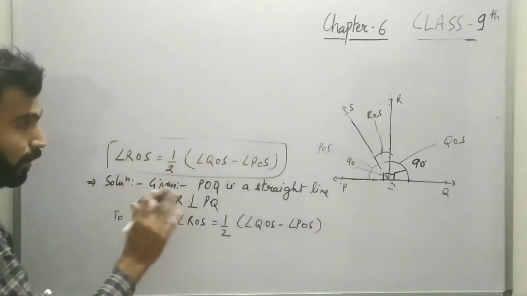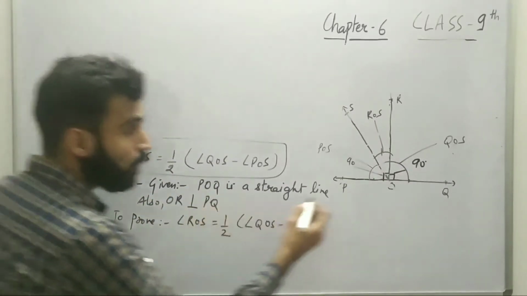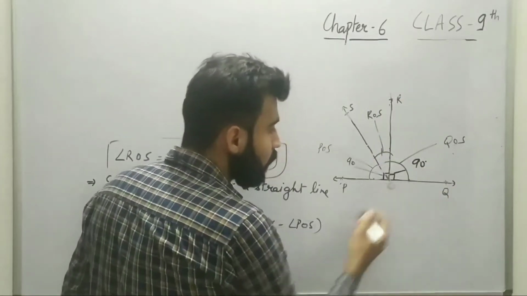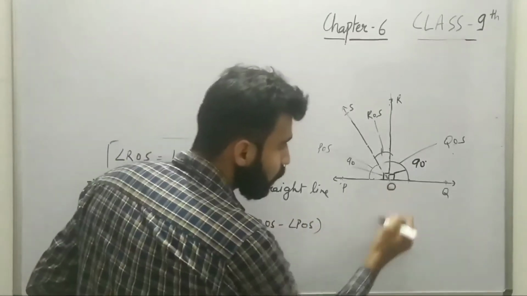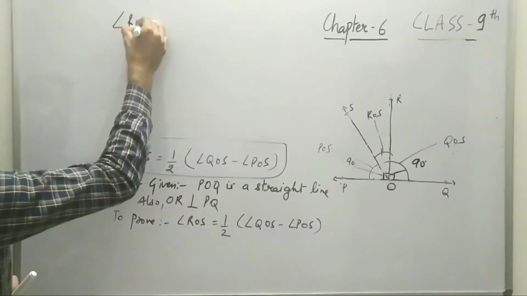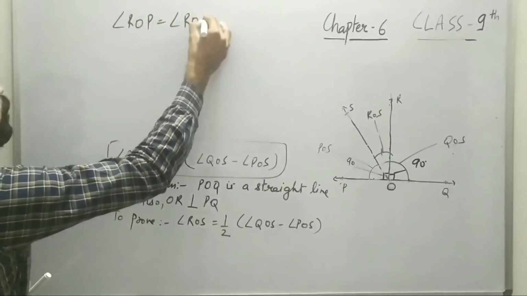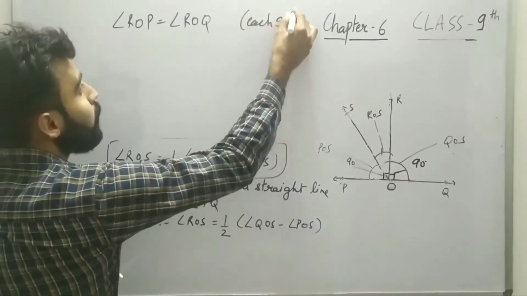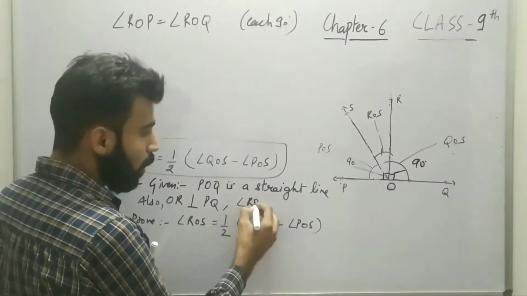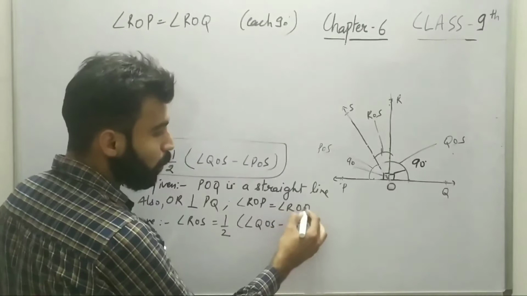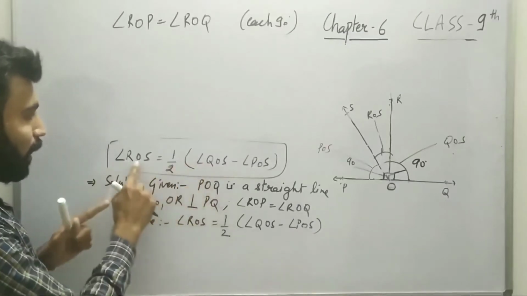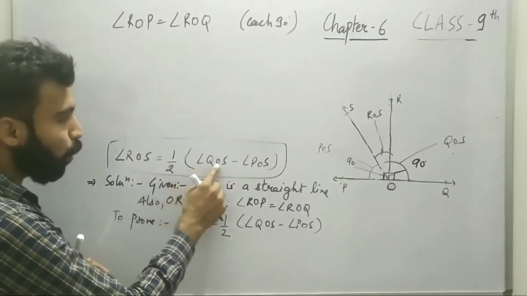Now, starting with the first thing which is given to me, this angle POR is equal to QOR, right? So let me just change the marker here. Right, now angle ROQ is equal to ROP. Let me just write there, angle ROP is equal to ROQ. Both are 90 degrees, is given to me, right? So let me also add this into my given thing. So angle ROP is equal to angle ROQ because they are 90 degrees, right? Now next thing is we have to prove that angle ROS is equal to half of angle QOS minus POS.